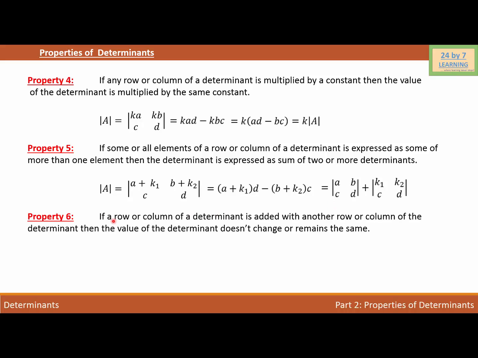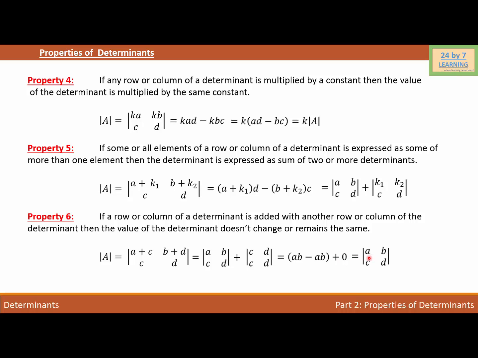The last property. If a row or column of a determinant is added to another row or column of the determinant, then the value of the determinant does not change, or remains the same. So let's consider an example. I have a determinant A with elements a plus c, b plus d, c, and d. As you can see, we have added the second row to the first row. If we want to find the value of this determinant, I can separate it as the determinant a, b, c, d plus the determinant c, d, c, d. Since the two rows are the same, the value of this determinant will be 0. So I will write the first determinant plus 0, and that is just my first determinant only.